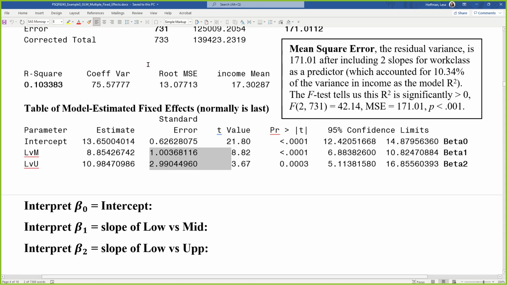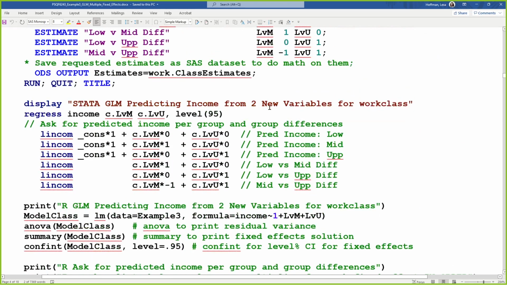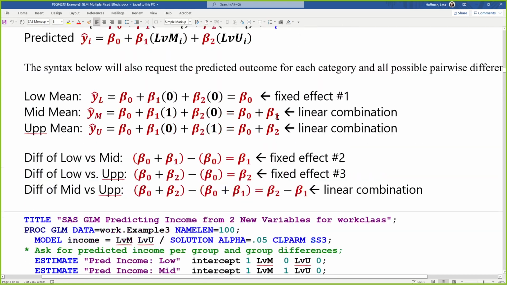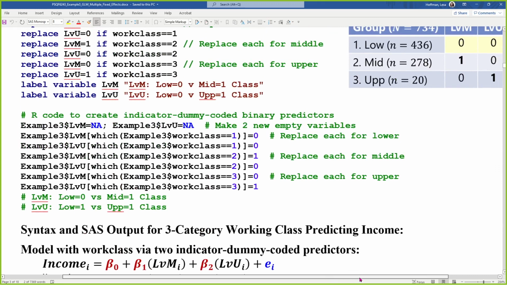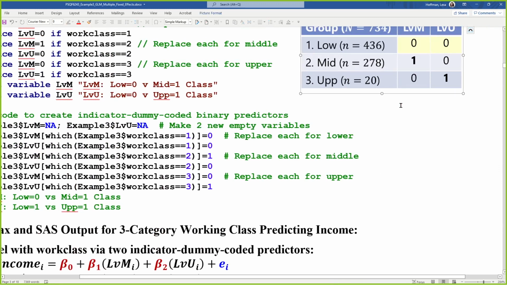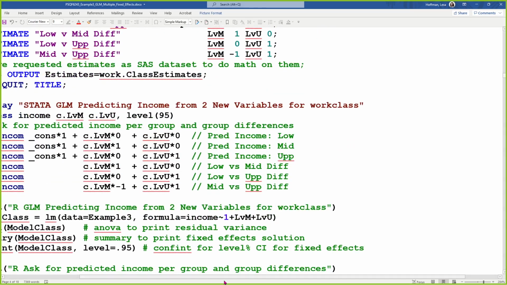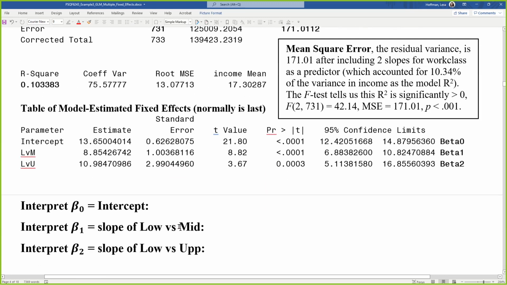That's a testable hypothesis. The reason why that standard error is so much bigger boils down to power or lack thereof. There's only 20 people who labeled themselves upper. So the model is less certain what the mean should be for 20 people than what the mean should be for 300 people. So we have less power to say anything about the upper group because they're so much smaller. We have a lot more uncertainty in what the slope is that differentiates those 20 people from the low group that has 400 and some odd people.